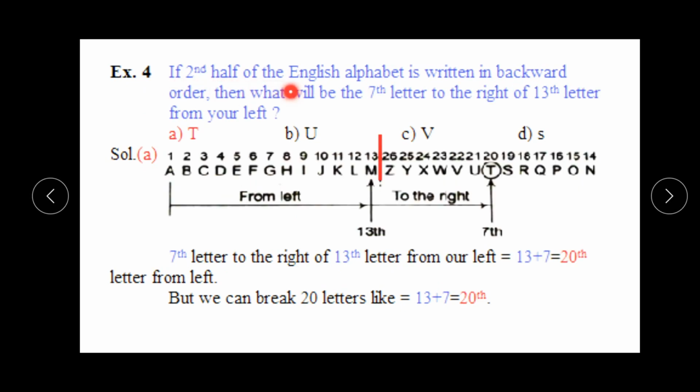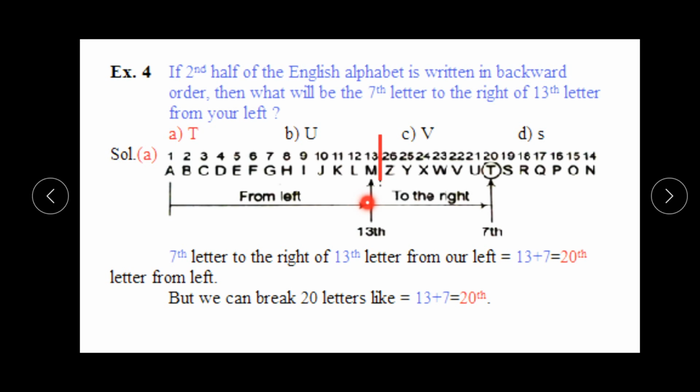One more example: if the second half of the English alphabet is written in backward order, then what will be the 7th letter to the right of the 13th letter from your left? It means this time these alphabets are in the reverse direction. This is the second half, and now we have to find first the 13th letter and then the 7th letter. It means from the left side we have to find 13 plus 7, that is the 20th letter, but we know that the second half is in the reverse direction. Directly at the 20th position we know there is T, but it is not necessary that it will be the same. If it is asked about the 19th, the actual 19th is S, but after reversing the second half the 19th letter is U. Then how can we find this easily and fast? Again we will break these 20 letters into two parts, the first half and the second half.